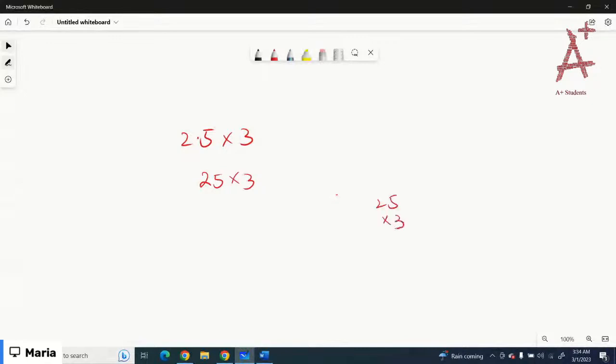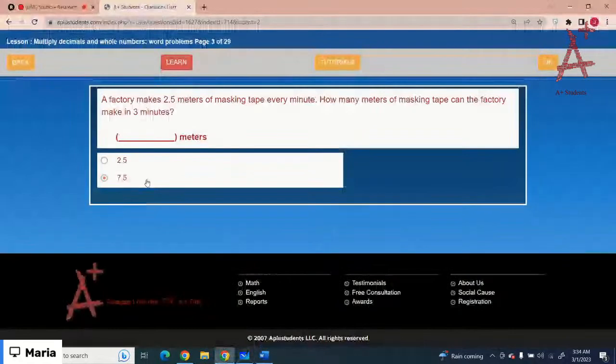So 25 times 3: 3 times 5 is 15, 5 and 1 carry. 3 times 2 is 6 and 1, 7. So 25 times 3 is 75. You have one decimal place, so move the decimal place one left. So it would be 7.5. Got it? So the correct option is 7.5. Just select the correct option, then click on the OK button.